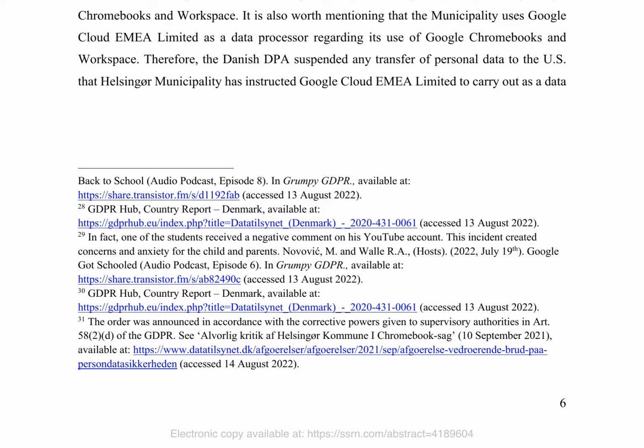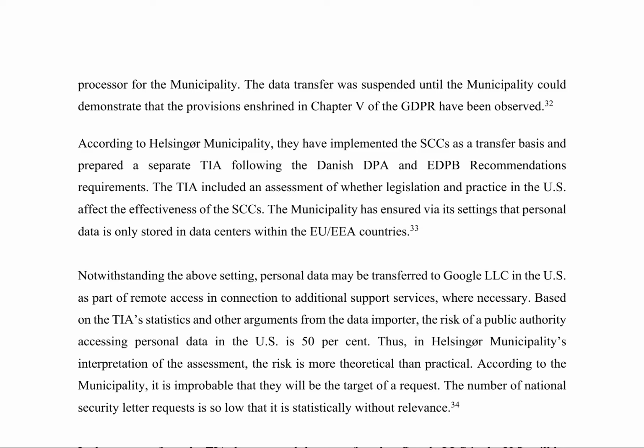The decision highlights the importance of conducting thorough risk assessments and impact analyses to ensure adequate data protection, particularly when using third-country data processors. The Helsingor Municipality's data transfer to Google LLC in the US was suspended due to concerns regarding the effectiveness of standard contractual clauses, SCCs, in ensuring the protection of personal data. The municipality had implemented SCCs as a transfer basis and prepared a transfer impact assessment, TIA, following the Danish Data Protection Authority, DPA, and European Data Protection Board, EDPB, recommendations.